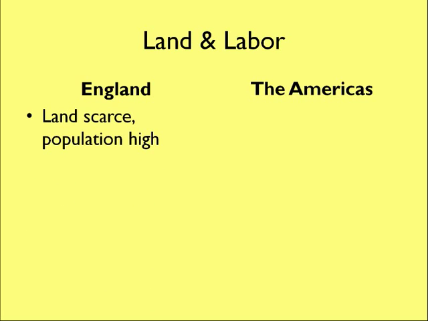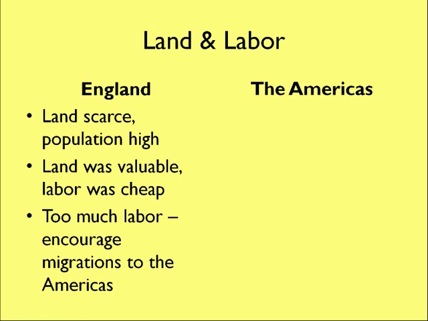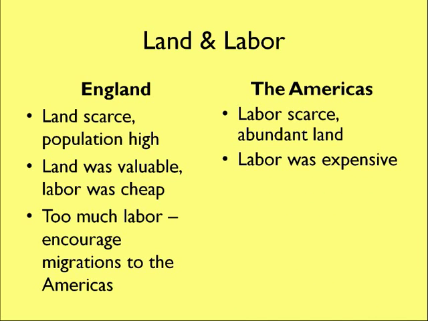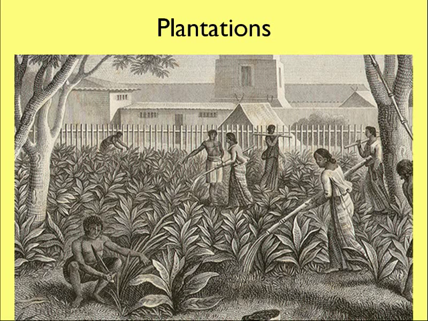And in England, land is not really available and the population is high. So land was quite valuable, but labor was cheap, and there's too much labor. So people were encouraged to migrate to the Americas to look for work there, or to be pushed off the land. In America, it's the opposite situation. There's lots of land, but not enough workers. Labor is expensive, and obtaining a supply of labor, if you needed it, was a challenge.